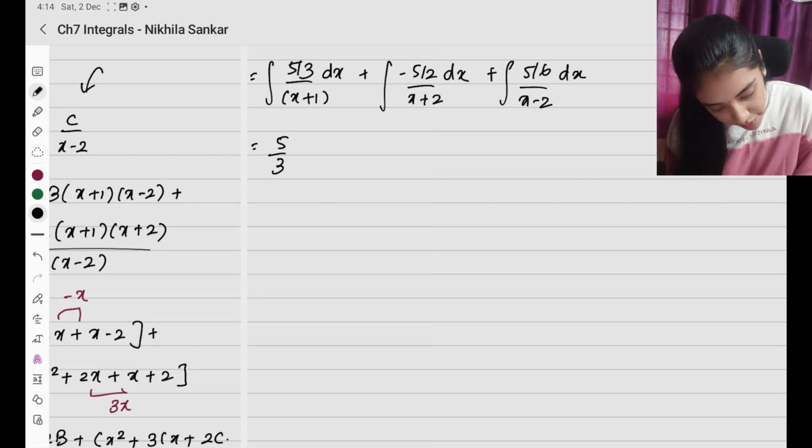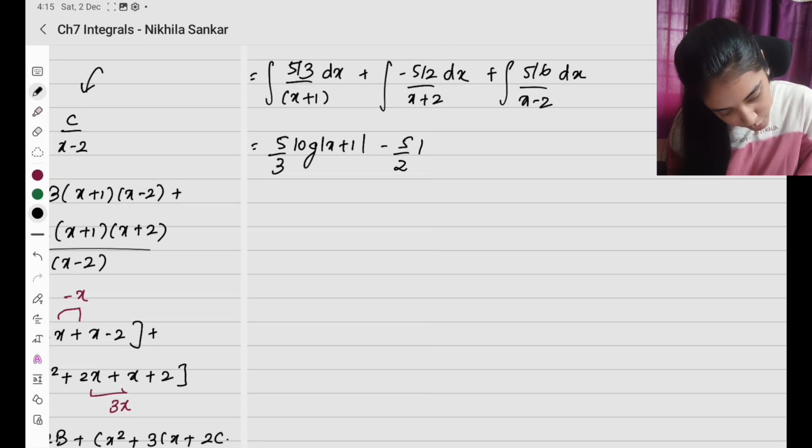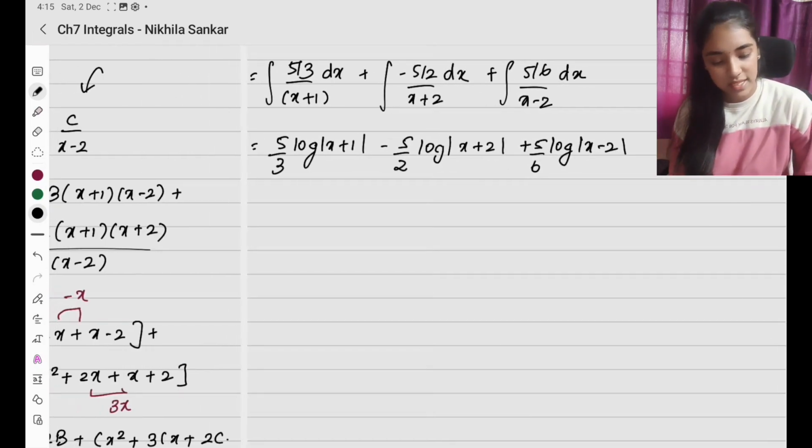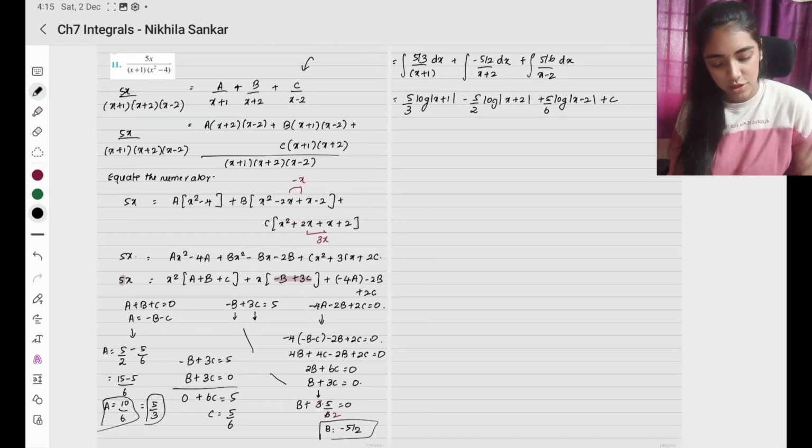Okay. Now, when I solve this integral, I can take the constants out. So 5 by 3 log mod x plus 1 minus 5 by 2 log mod x plus 2 plus 5 by 6 log mod x minus 2. Okay. Plus c. So this is my integration constant.